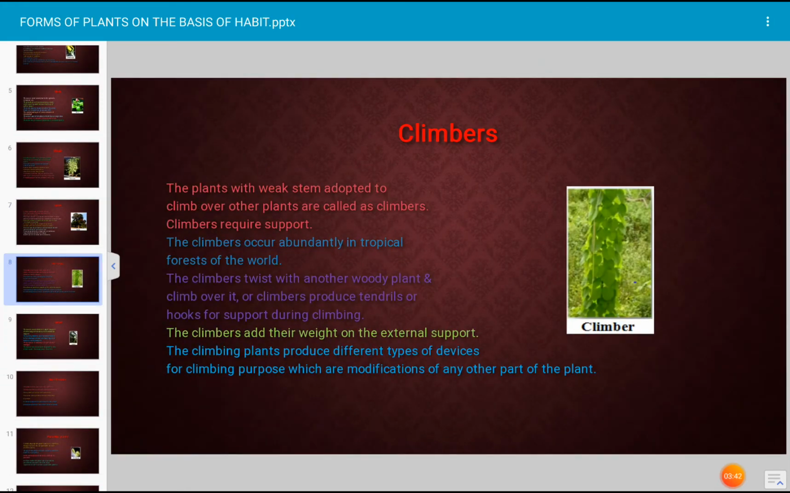climbers. The plants with weak stem adapted to climb over other plants are called climbers. Climbers require support. The climbers occur abundantly in tropical forests of the world. The climbers twist with other woody plants and climb over it. Or climbers produce tendrils or hook-like supporting structures for climbing purpose. The climbers add their weight on the external support.